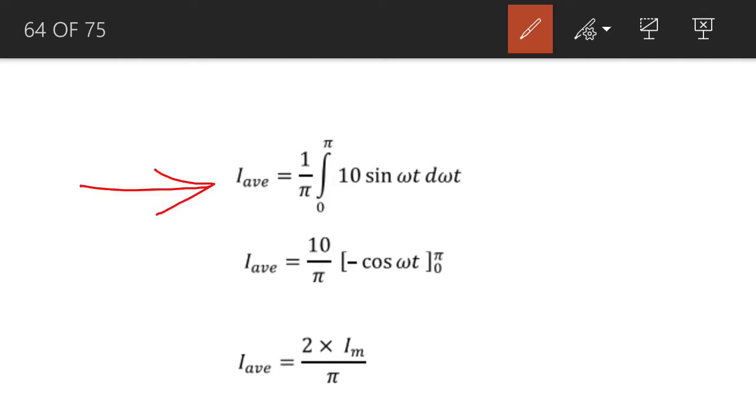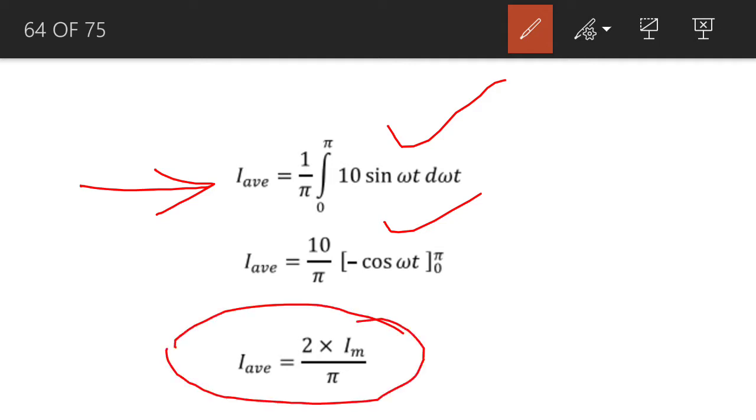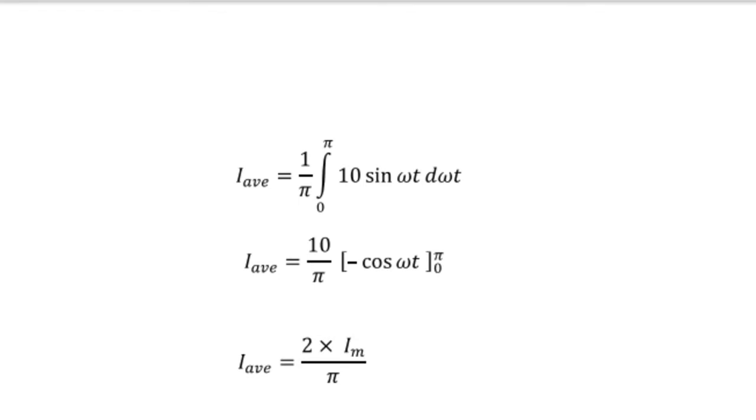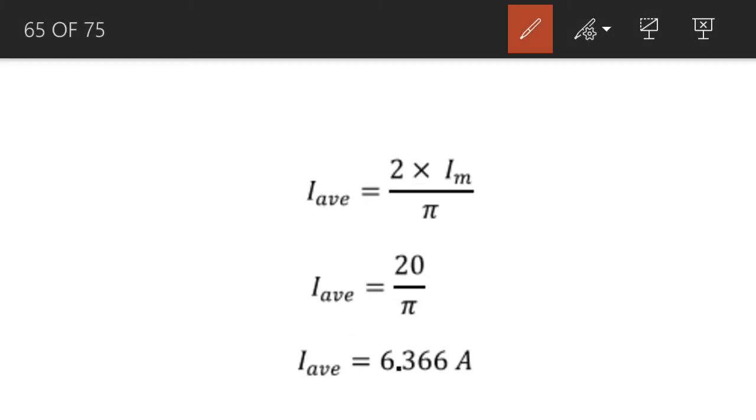We have 1 over pi, then we have the integration from 0 to pi of 10 sine of omega t d omega t. The integration of sine of omega t is minus cos of omega t, and if we simplify this integration, we get the average value of this time varying current. The maximum value of this current is 10, so we get 20 divided by pi. The average value of this time varying current is 20 by pi, and we get 6.366 ampere.